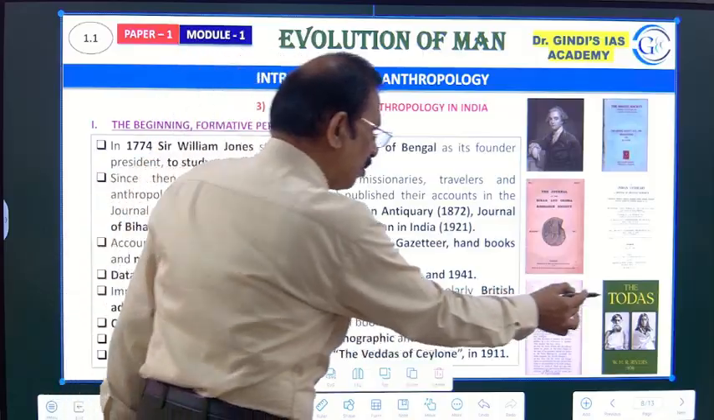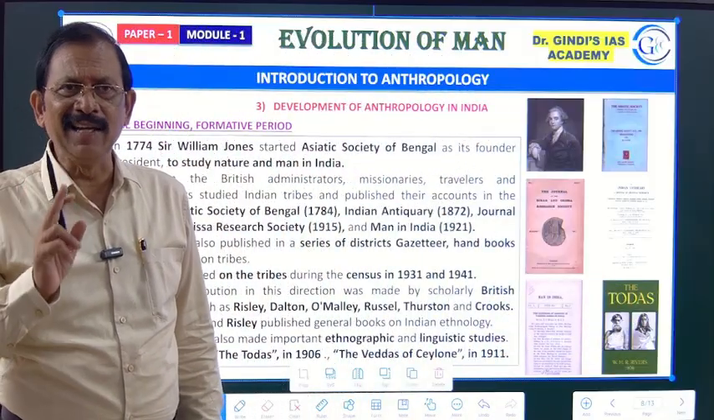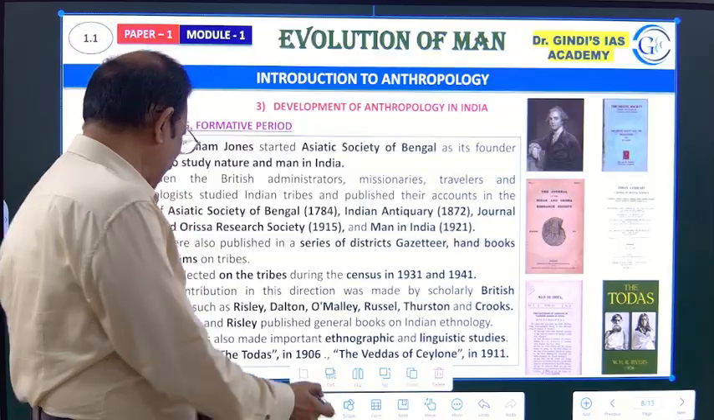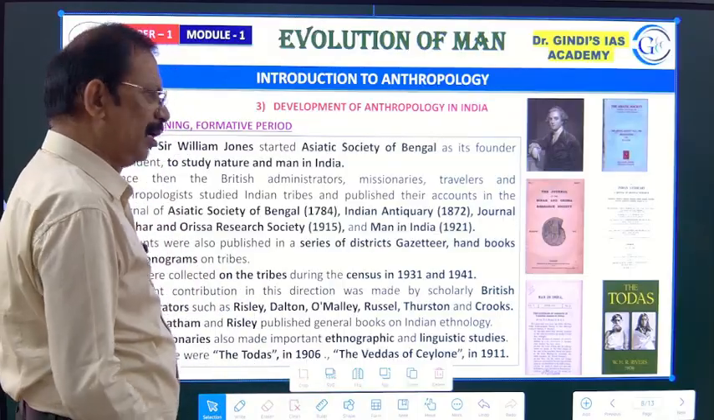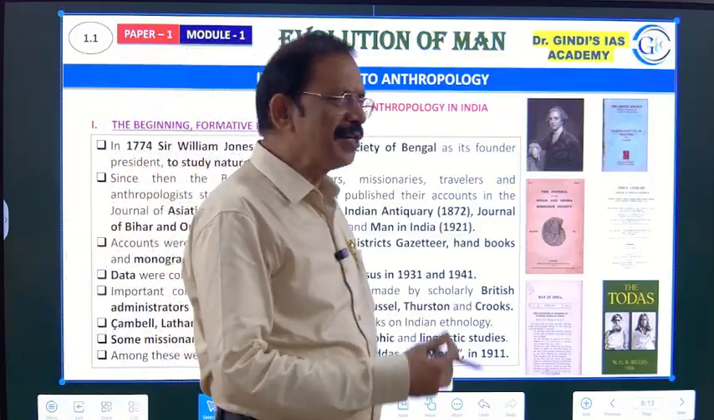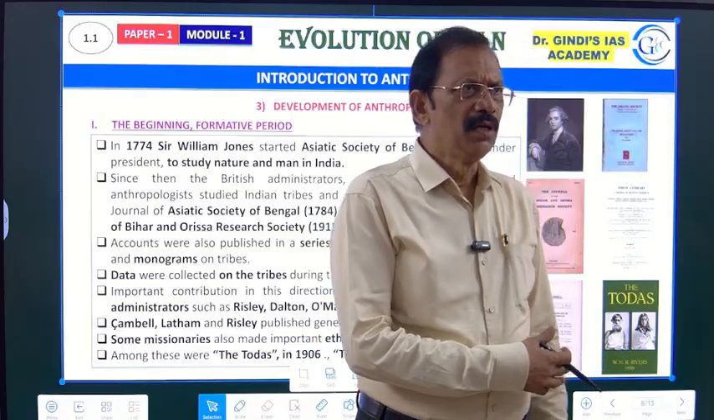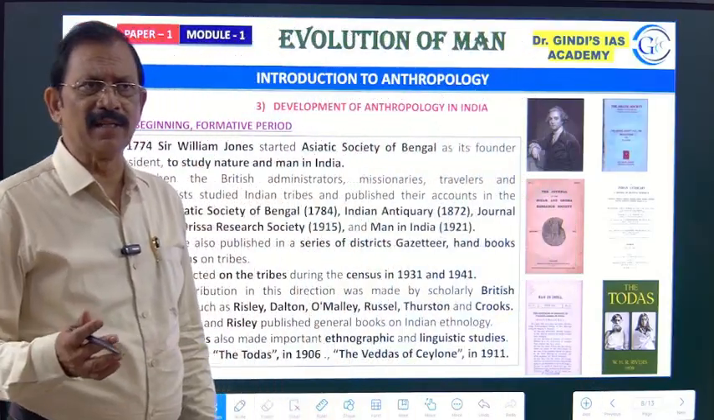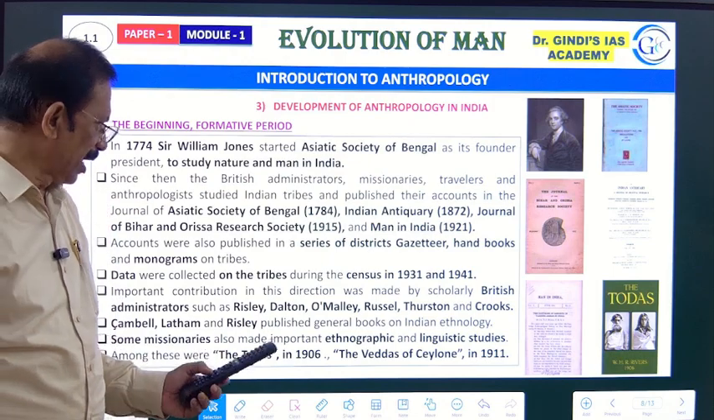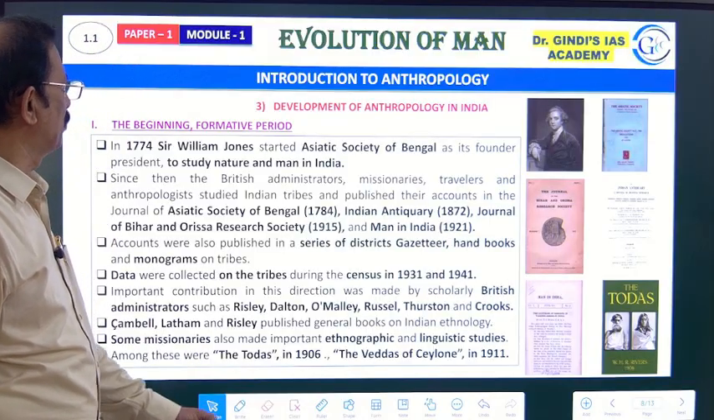So this was the monograph on Thodas. Monograph means on a single aspect they give the full information. That is called a monograph. So like this, these British administrators gave details about Veddas of Ceylon, another interesting tribe. Nowadays it is Sri Lanka, Ceylon. So in Ceylon also they conducted studies, a very ancient tribe they have described. So like this, they have given different descriptions in their monographs.